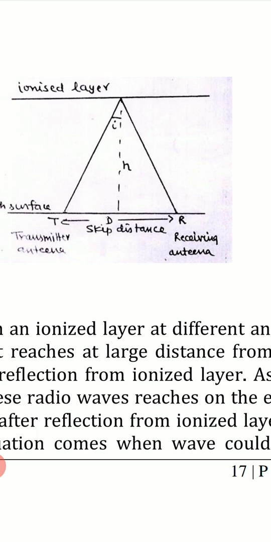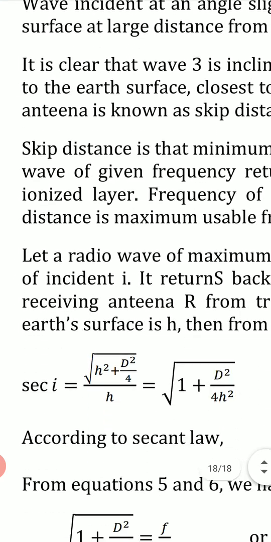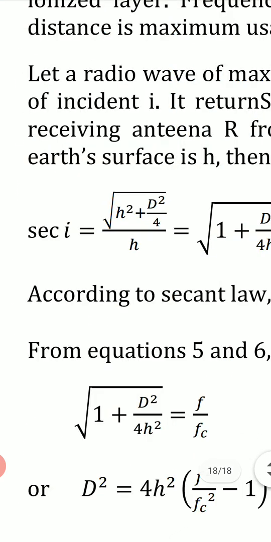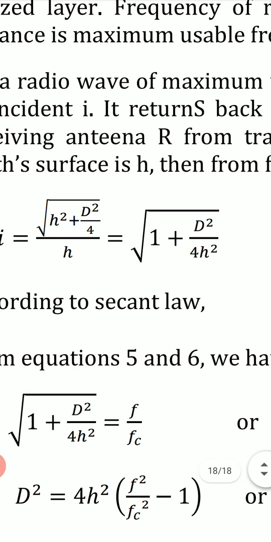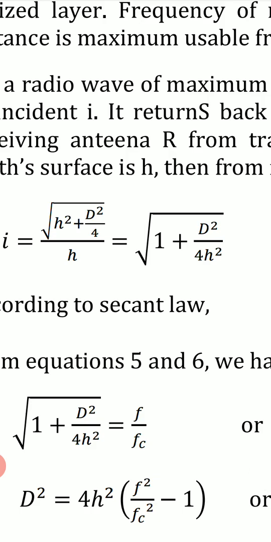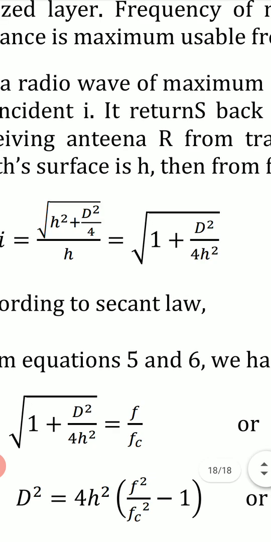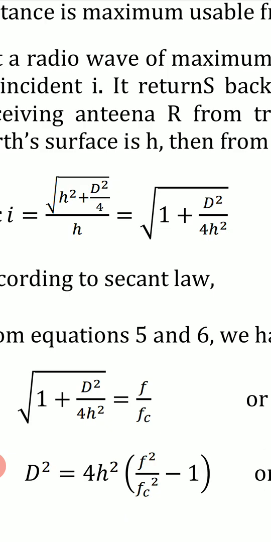In this triangle where this angle of incidence I is shown, cos I or cos IC is base upon hypotenuse. It is h upon under root h square plus d square by 4. So sec IC will be equal to under root h square plus d square upon 4, upon h. It is 1 upon cos IC. So it becomes equal to under root 1 plus d square upon 4h square, dividing by h from numerator and denominator.